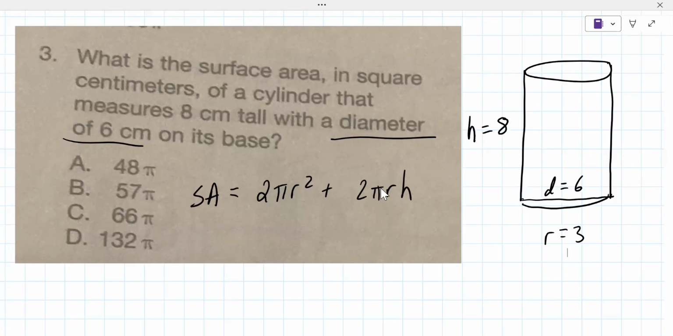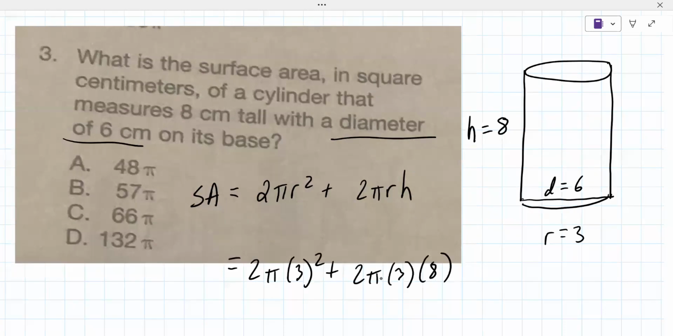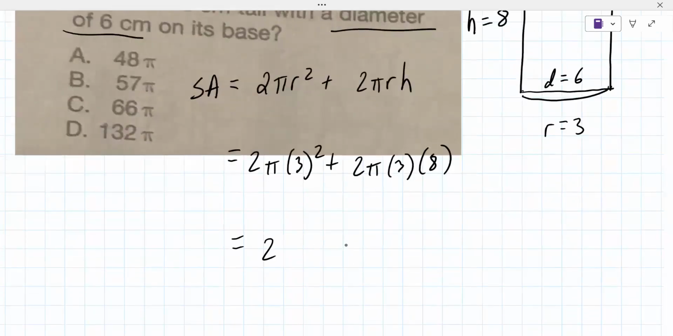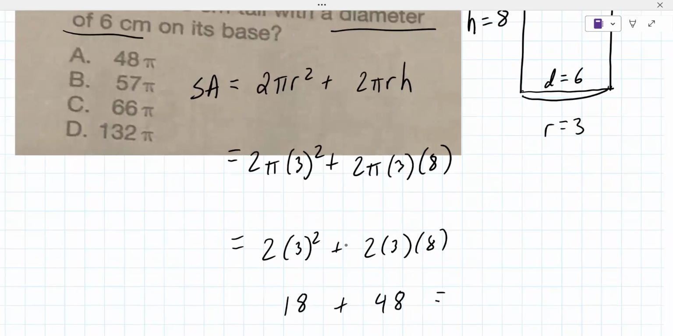Is the answer C? Let's take a look here. So it's 2 pi radius 3 squared plus 2 pi 3 times 8. So again, if we ignore the pi, it's 2 times 3 squared plus 2 times 3 times 8. 3 squared is 9, times 2 is 18. 2 times 3 times 8 is 48, which is 66. Add in the pi. And yes, the answer is C. Very, very good. Really good.